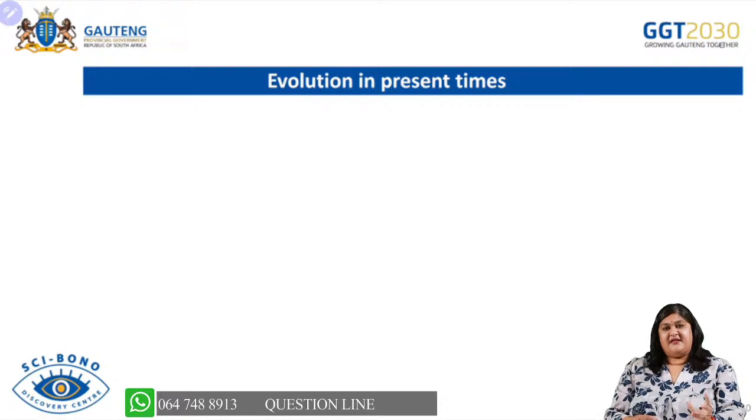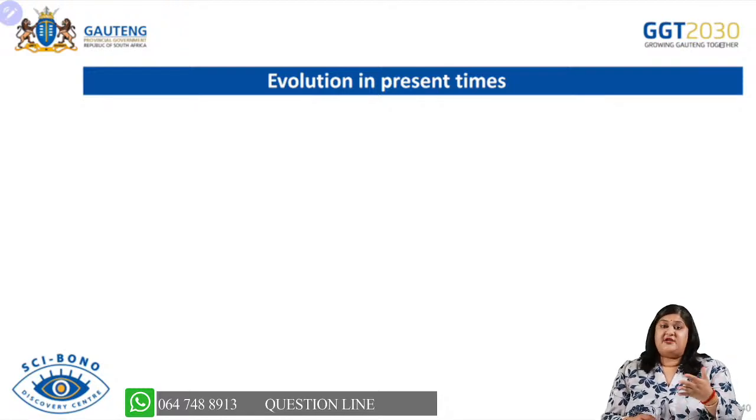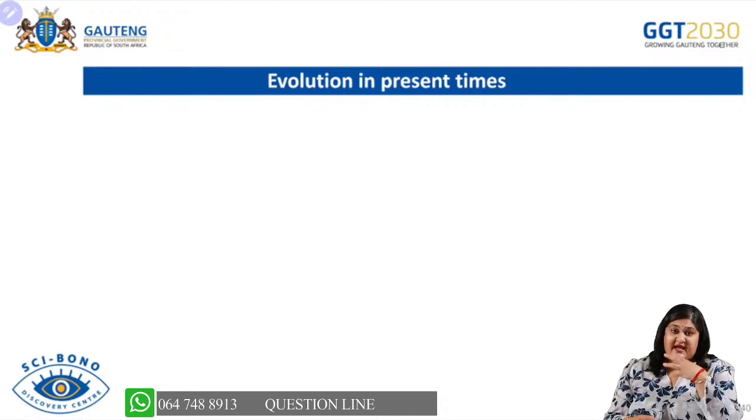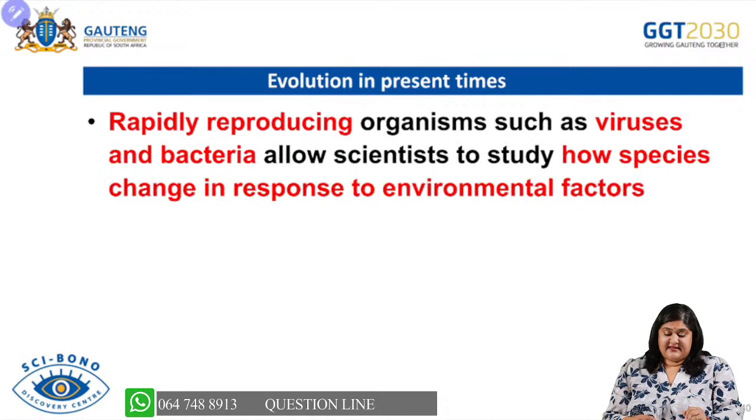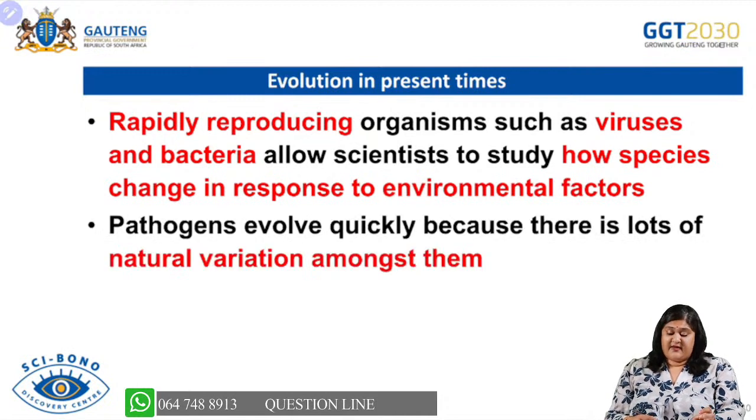Right, so what do we already know about evolution in present times? Or what do you already know about viruses and bacteria? This is what we're actually talking about here. We are going to be discussing how viruses and bacteria play a role in evolution. So from grade 11, you have already learned that rapidly reproducing organisms such as viruses and bacteria allow scientists to study how species change in response to environmental factors. Pathogens evolve quickly because there is lots of natural variation amongst them.